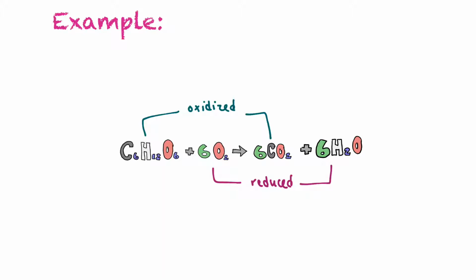So remember, if something loses hydrogen, it's also losing electrons and losing energy. So this went from a high energy molecule to a low energy molecule. And then this one went from a lower energy molecule to a higher energy molecule because it gained hydrogens and gained electrons.